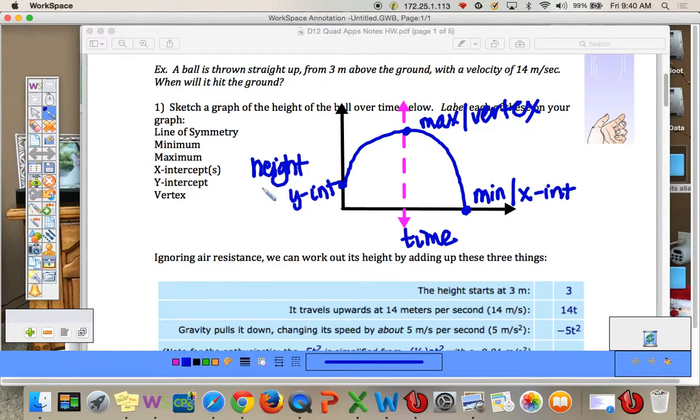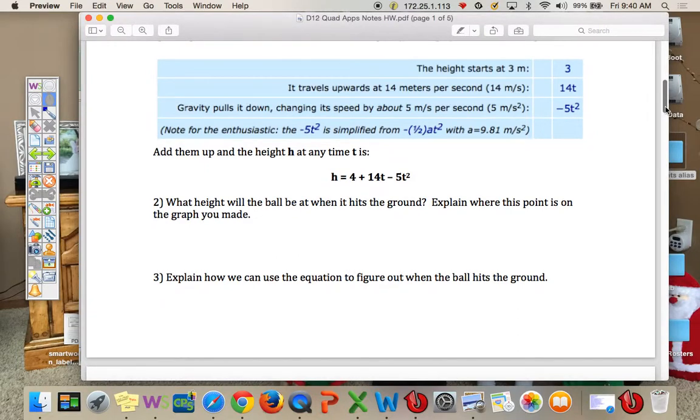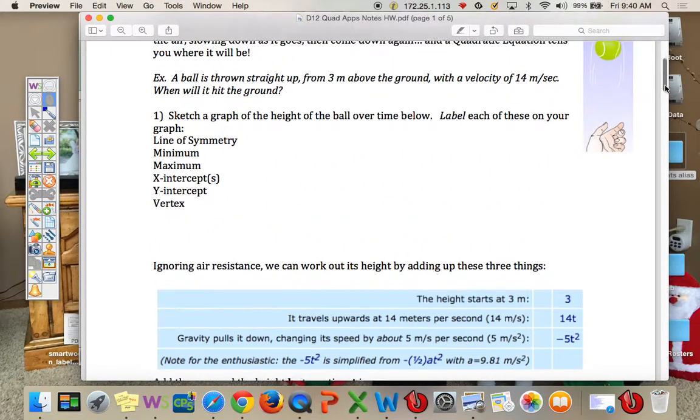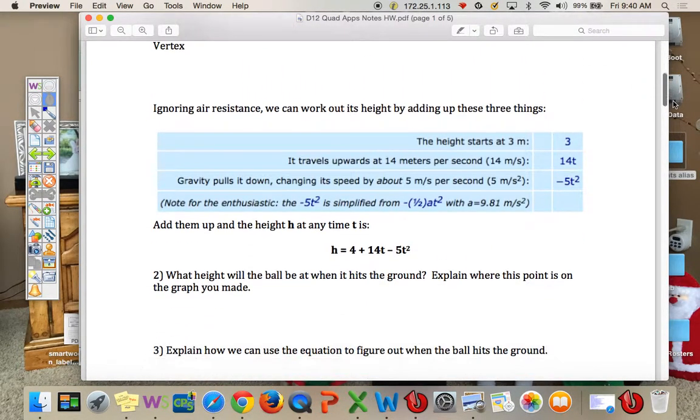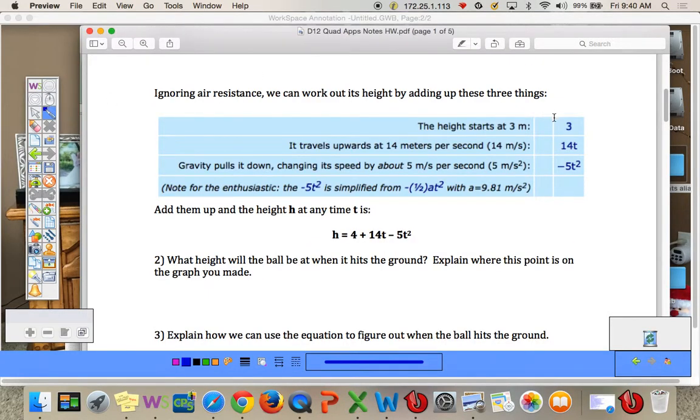Ignoring air resistance, we can work out its height by adding up these three things. The height starts at 3. It travels upward at 14 meters a second. Gravity pulls it down at -5 meters per second. And if we add them up, here's the equation. Height over any time is 4 plus 14t minus 5t squared. Is it 4 or is it 3? All right, so let's change it. Since the equation's 4, let's just say our height starts at 4 then.